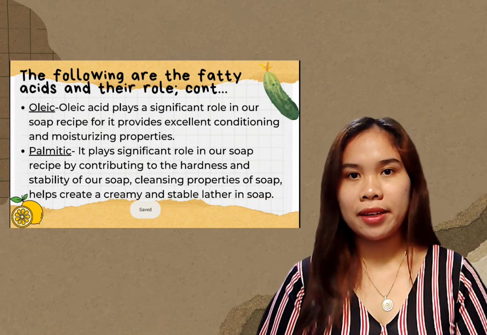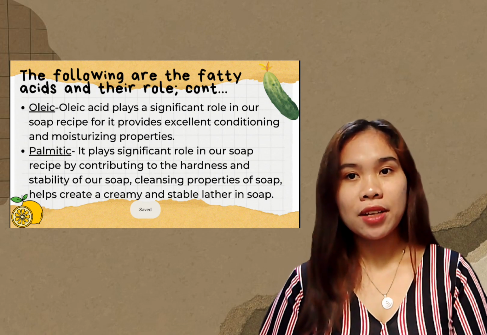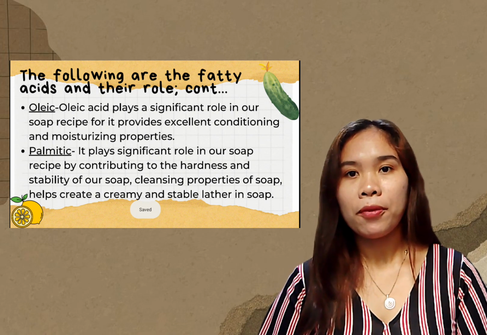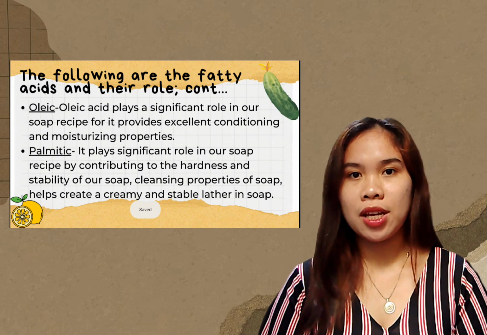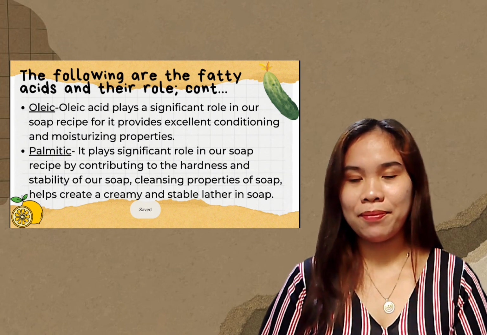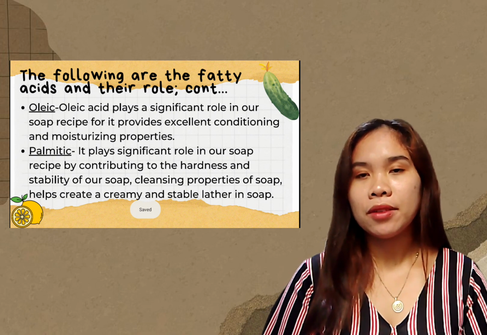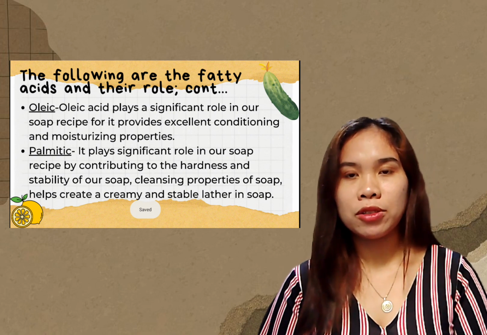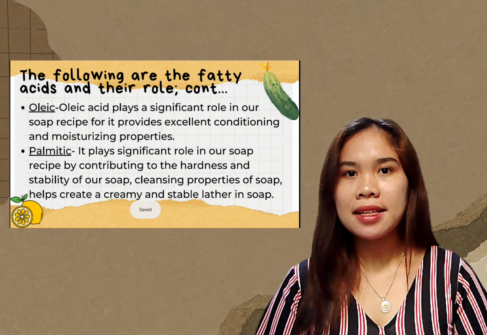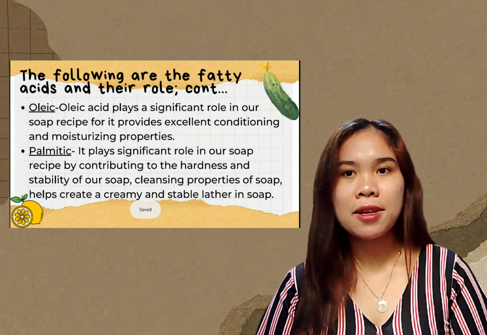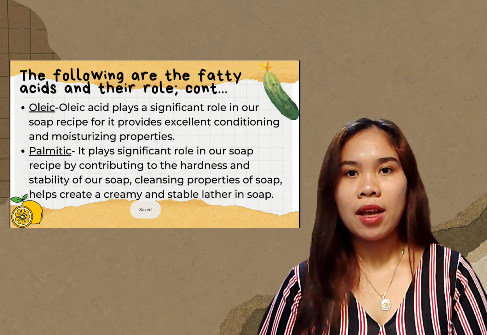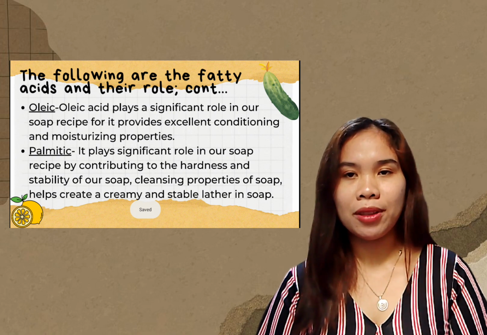Third, we have oleic. Oleic acid plays a significant role in our soap recipe, for it provides excellent conditioning and moisturizing properties. Fourth, we have palmitic. It plays a significant role in our soap recipe by contributing to the hardness and stability of our soap, and it helps create a creamy and stable lather in soap.